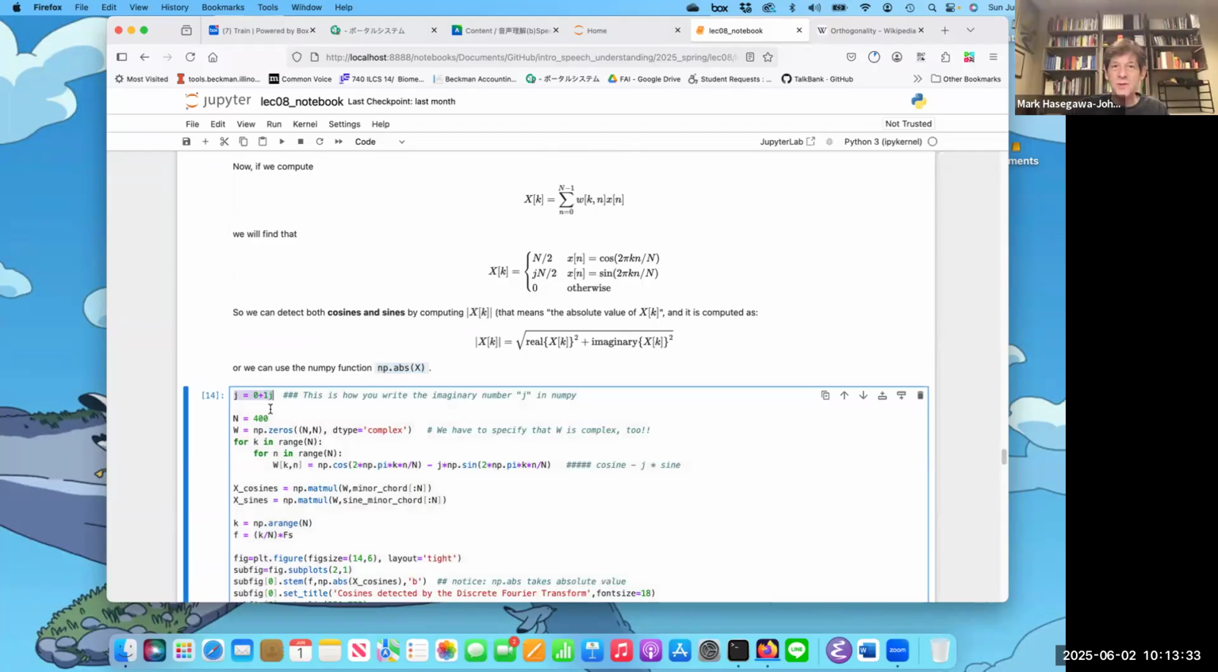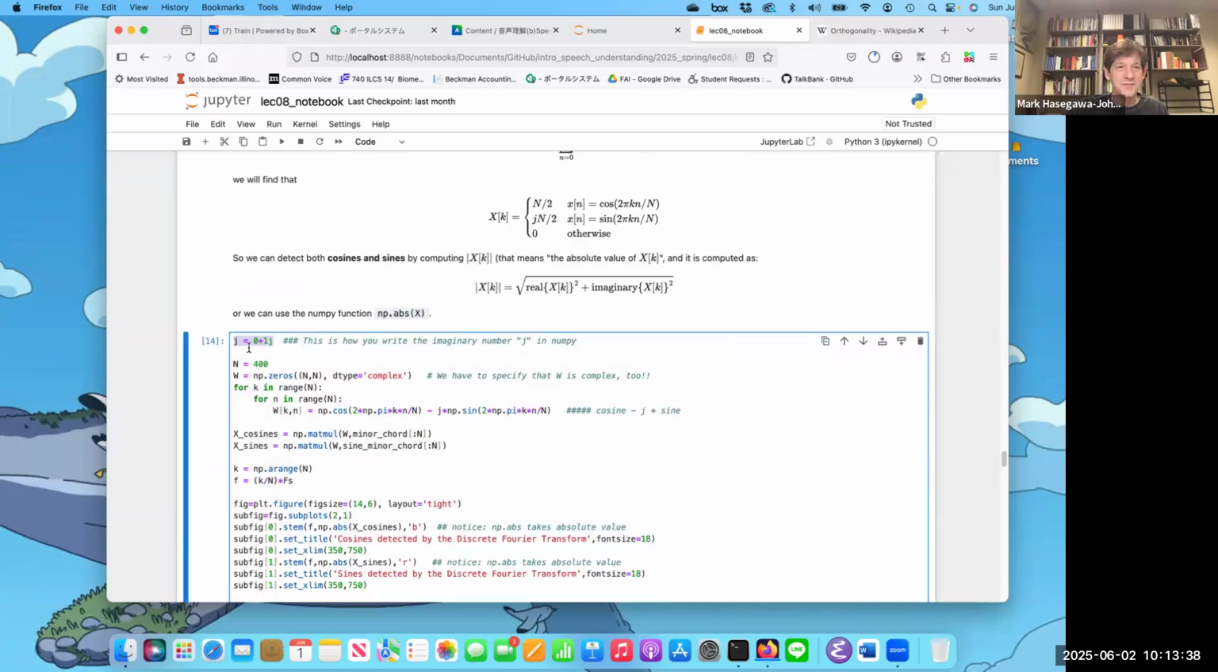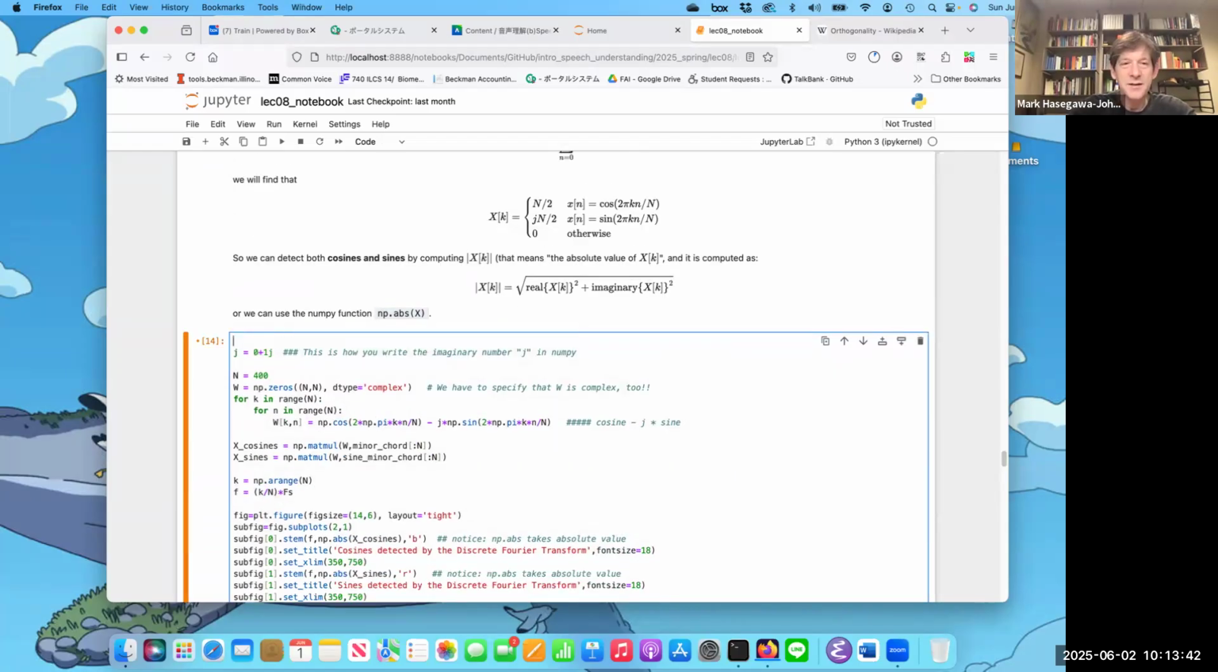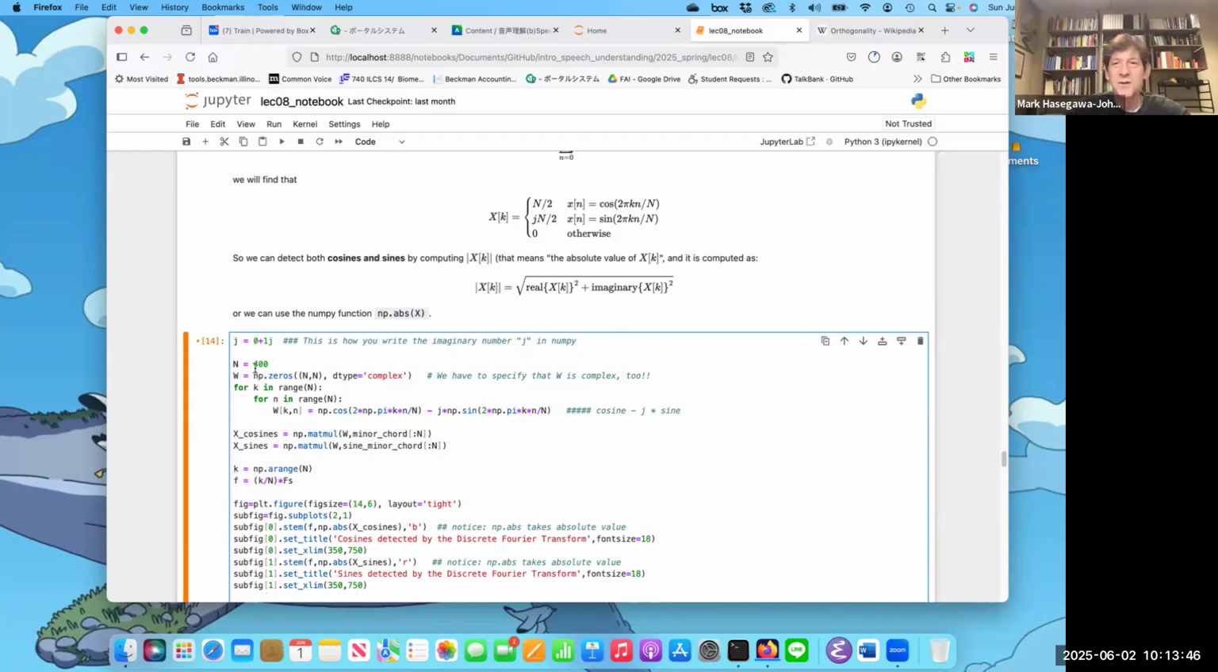So we need to create an imaginary number. j is equal to 0 plus 1j. That's how you write the number j in NumPy. It's a funny way. We could also write j is equal to np dot square root of -1. Let me test what I have written here first to see if this works. And then we'll take 400 samples. We'll create a 400 by 400 matrix, and we have to specify that it's going to be complex valued. If we don't specify that, then NumPy will not make it complex valued. It will try to make it real valued.